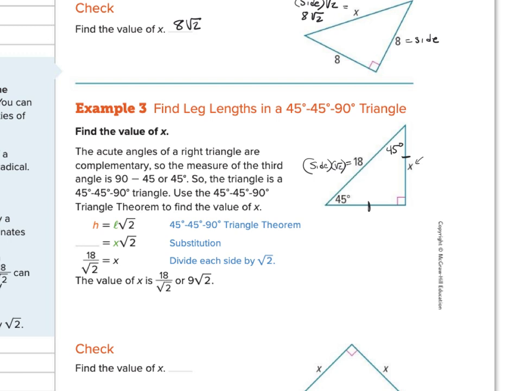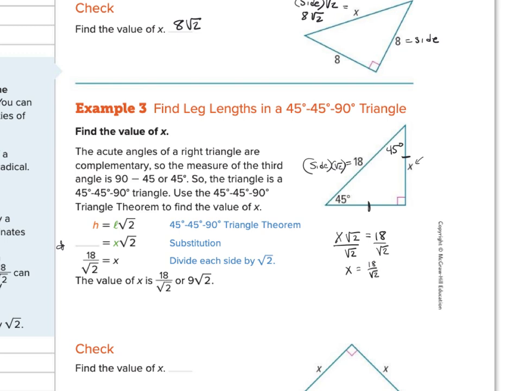So in this equation, they've done it a little bit differently over here, but I'm just going to substitute in for my side length. My side length is x. So x times the square root of 2 is equal to 18. Divide both sides by the square root of 2. And then x is going to be equal to 18 over the square root of 2.